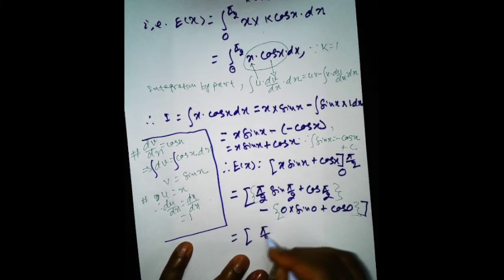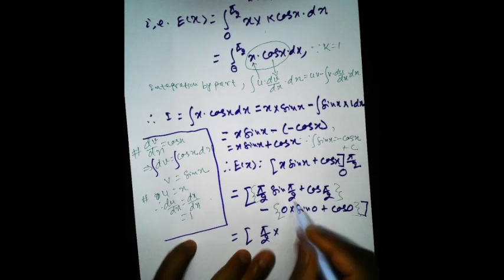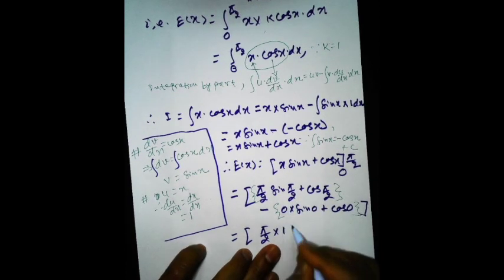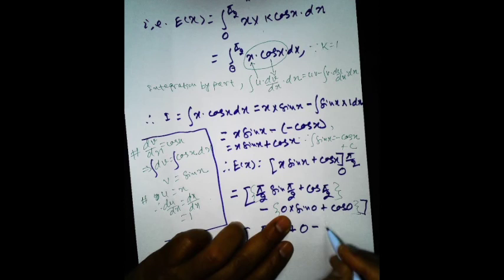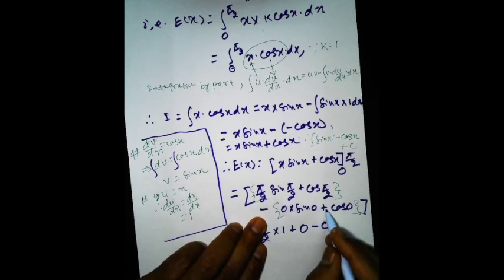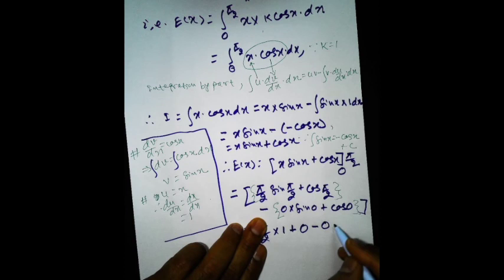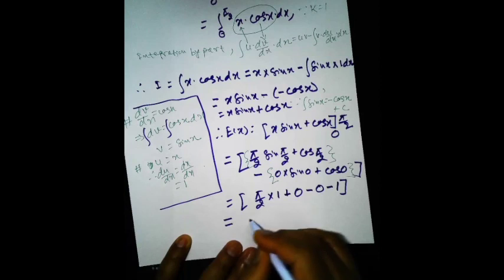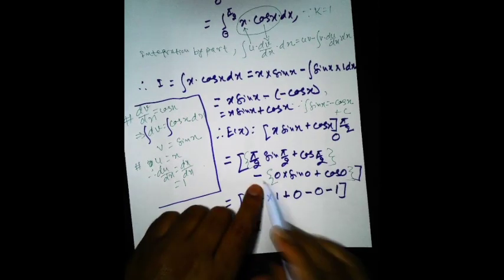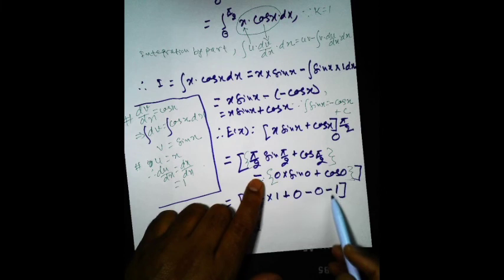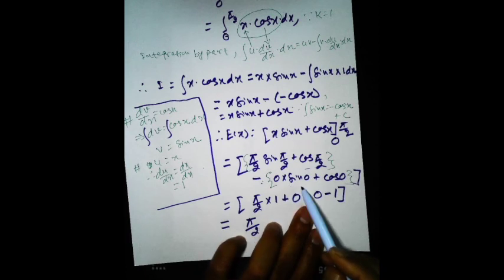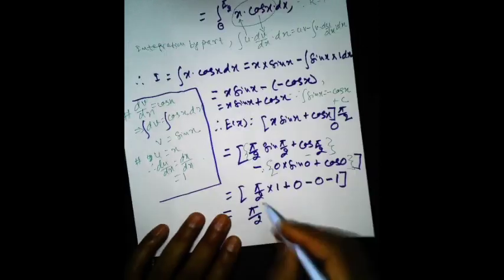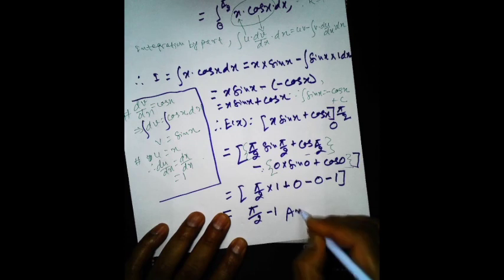So it is pi by 2, and sin pi by 2, that is sin 90 degrees, is 1, and cos 90 degrees, that is cos pi by 2 radians, is 0. It is minus, this term is 0, and cos 0 is 1. So you are left with pi by 2 times 1, which is pi by 2, then minus 0 minus 1, so this is minus 1, and this is our answer.